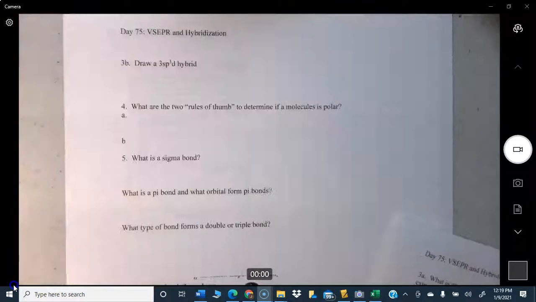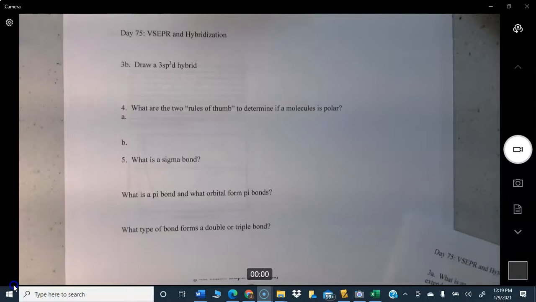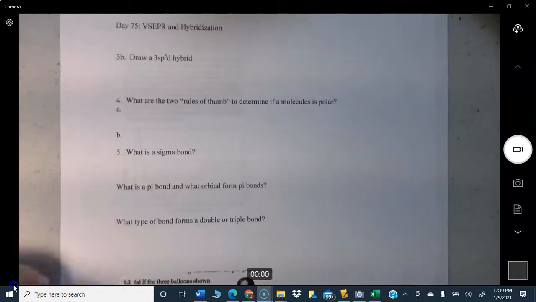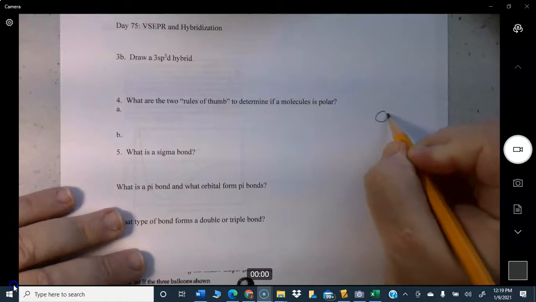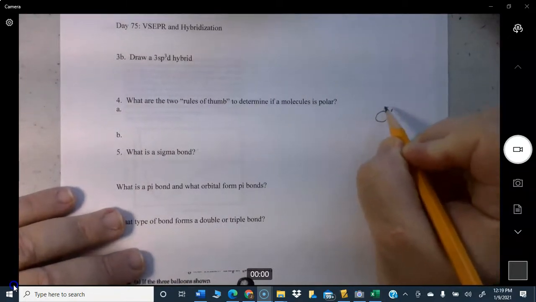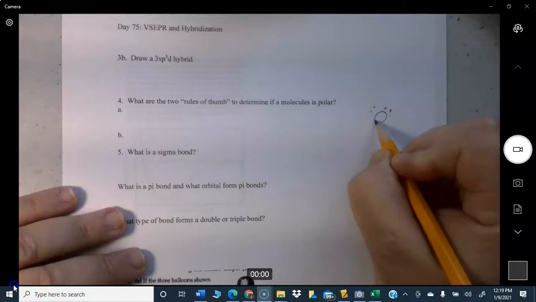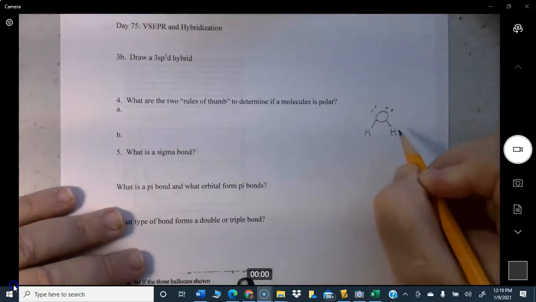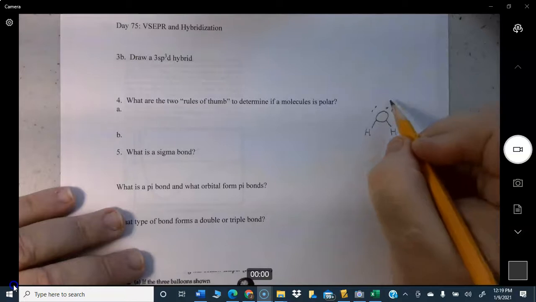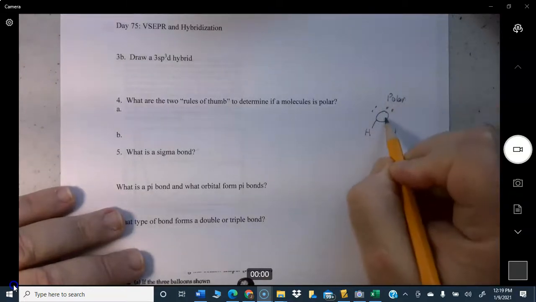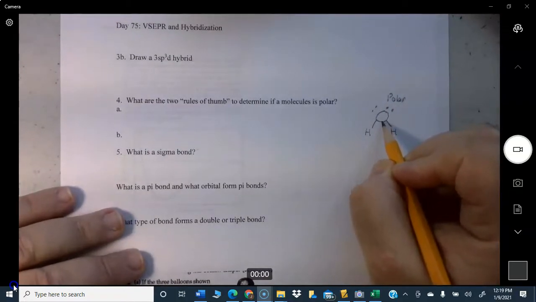I'm going to go down to number 4. Okay, 2 rules of thumb to determine if a molecule is polar. So let's just take water. It's the most common. Water versus carbon dioxide. So there's water, H2O. That's a polar molecule. Oxygen, that's an O for oxygen.